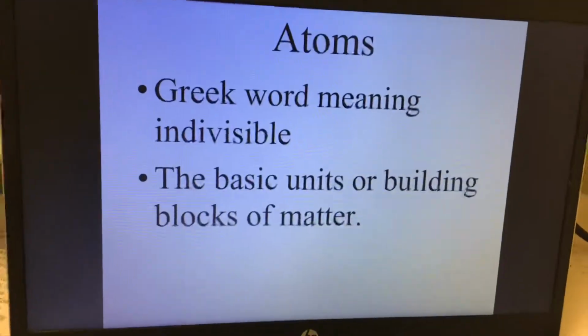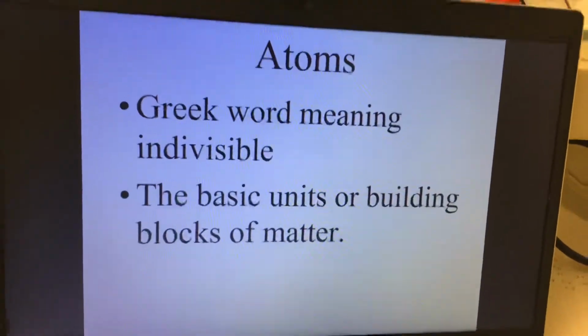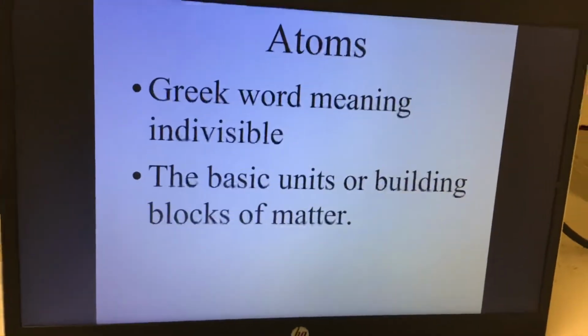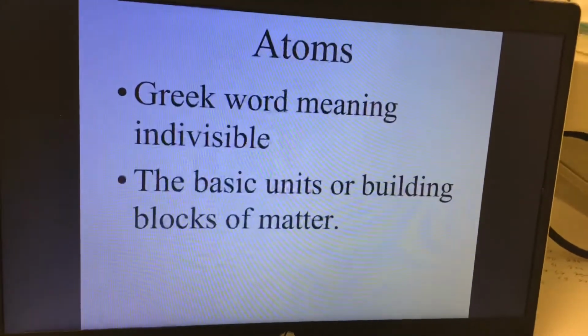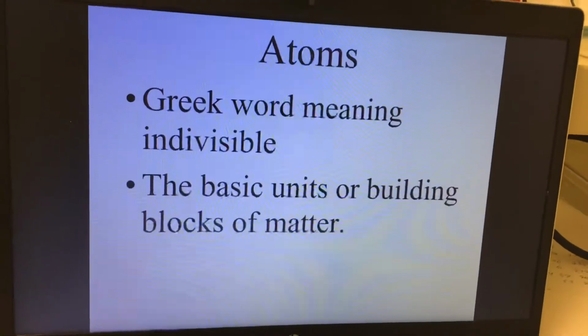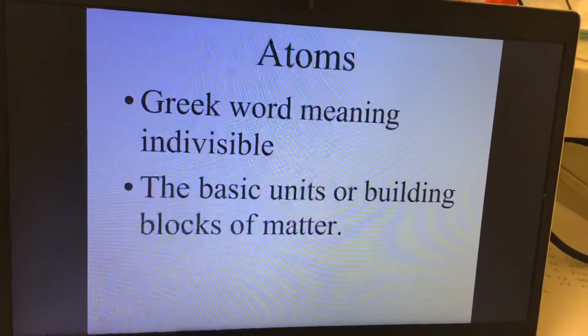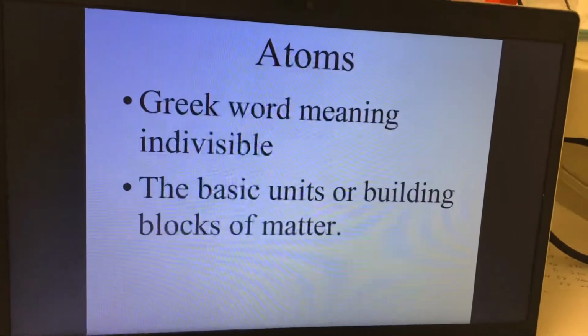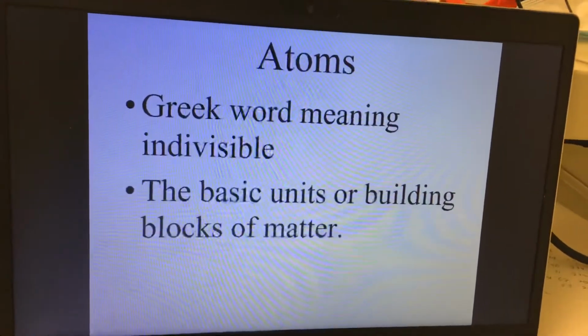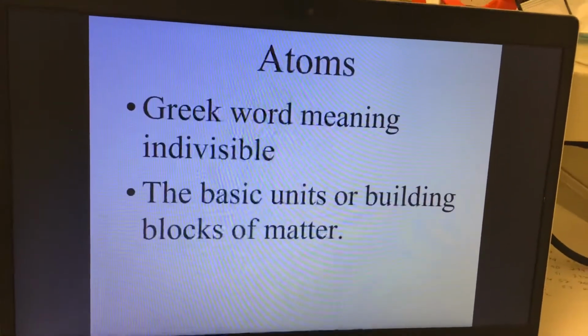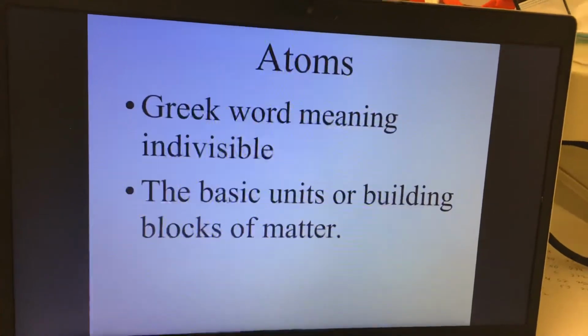I'd like you to write this down. Atoms. Greek word meaning indivisible, the basic units or building blocks of matter.